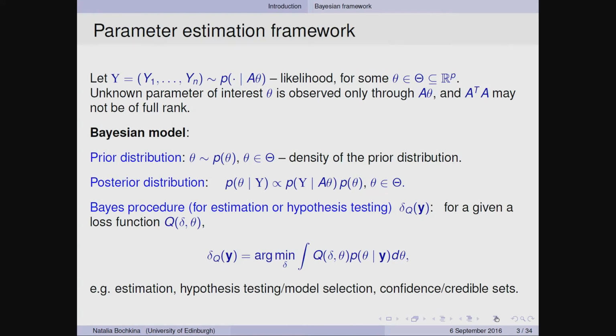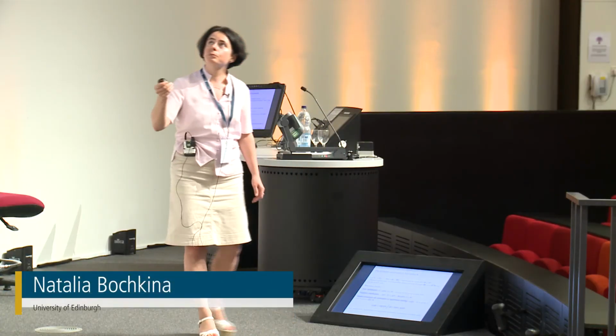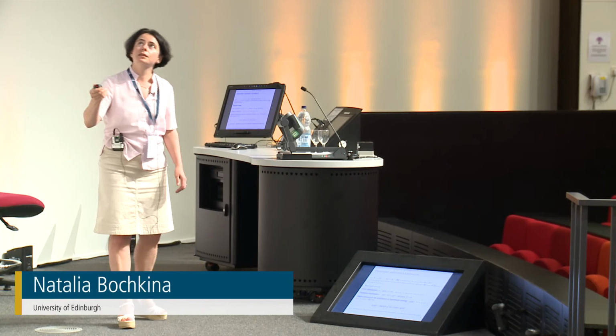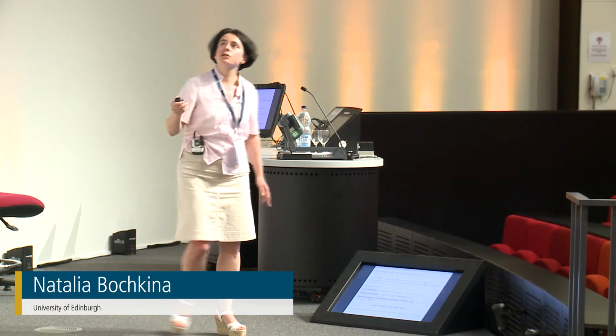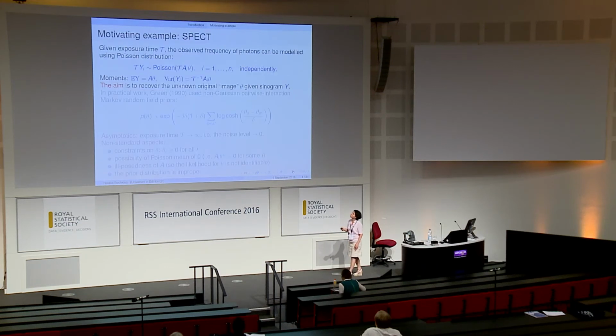Just to set the notation, for the ill-posed case, I assume that the likelihood depends on the parameter only via some linear combination, so matrix A is given. In the well-posed case, A transpose A is full rank. In the ill-posed case, it's not. And then look at the Bayesian model, so some prior distribution density, where P is generic notation for a density, and then, of course, one can construct various decision rules.